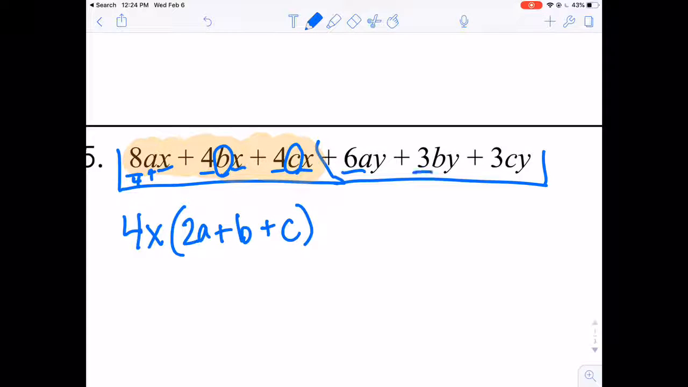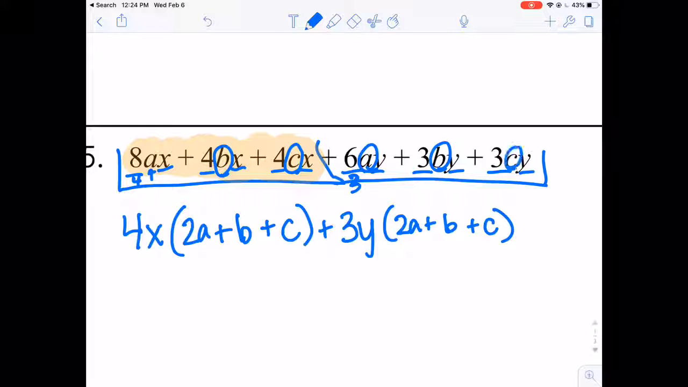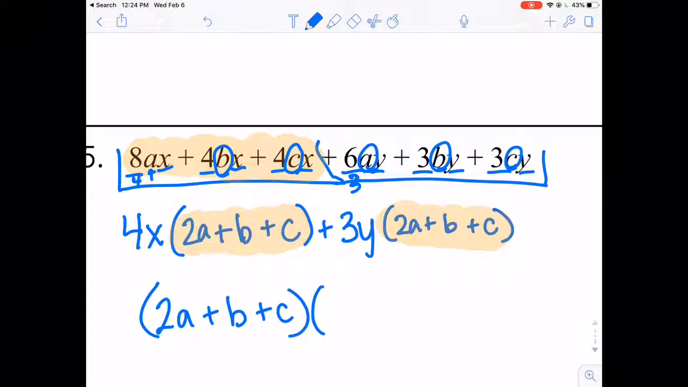From here, I can see that they all have a 3 in common, and they all have a y in common. I have a y here, and what's left over, dividing this by 3, would be a 2. Still, there's an a there. There's a b in that second term, and a c. So here's the a, the b, and the c. And I can see this quote unquote GCF, this thing that's in common for both of them, is 2a plus b plus c. And then what's left over is the 4x plus 3y.